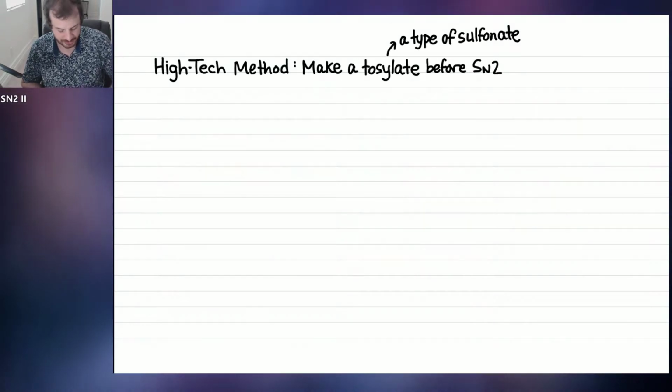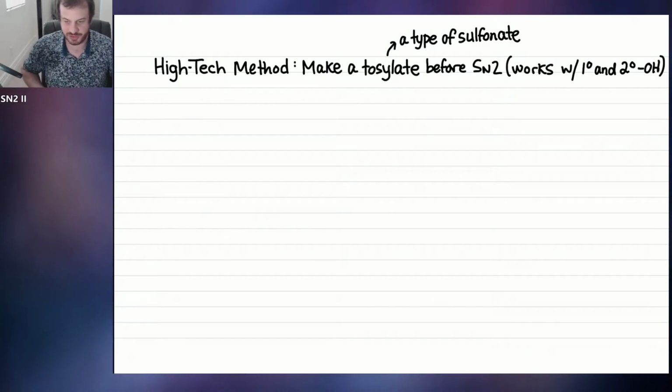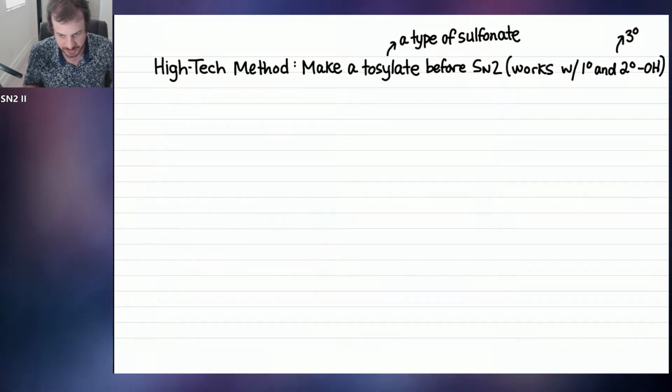And the nice thing about this reaction is that it works with primary and secondary alcohols, versus the other method, which only worked for the primary alcohols. In fact, this even works with tertiary alcohols, except that Sn2 doesn't work very good on tertiary substrates. So we're just going to use it on primary and secondary alcohols, but know that it does work on any alcohol. Let's see how this method works.